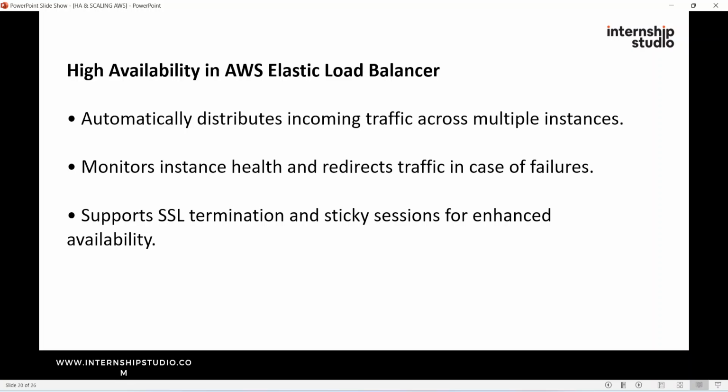In terms of Elastic Load Balancer, it automatically distributes incoming traffic across multiple instances. Again, it monitors instance health and redirects traffic in case of failures. So it will transfer the request to a healthier instance in case the receiving instance is in an unhealthy state due to some resource constraints. Then it supports SSL termination and sticky sessions for enhanced availability.